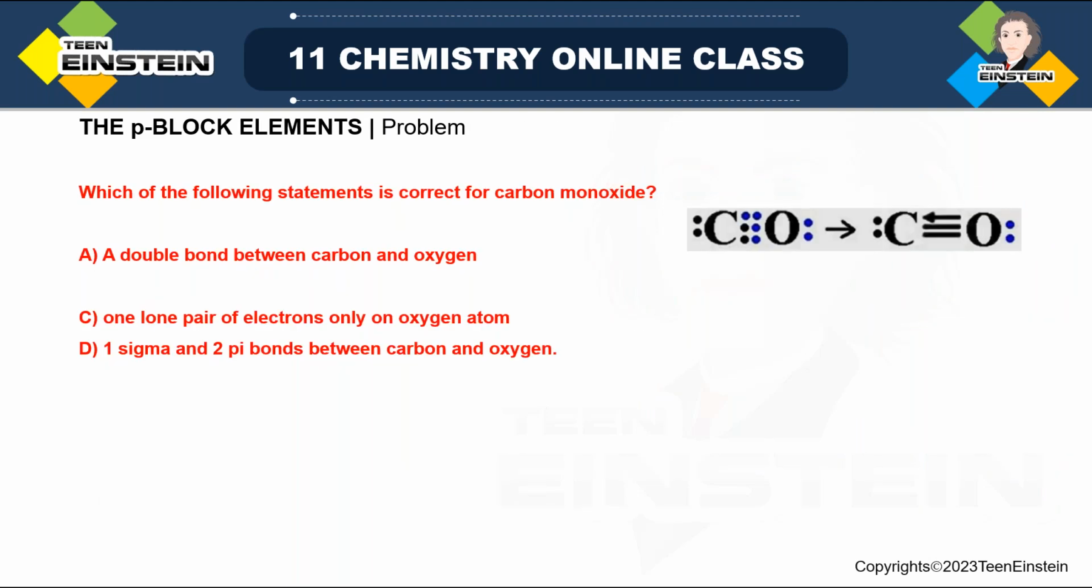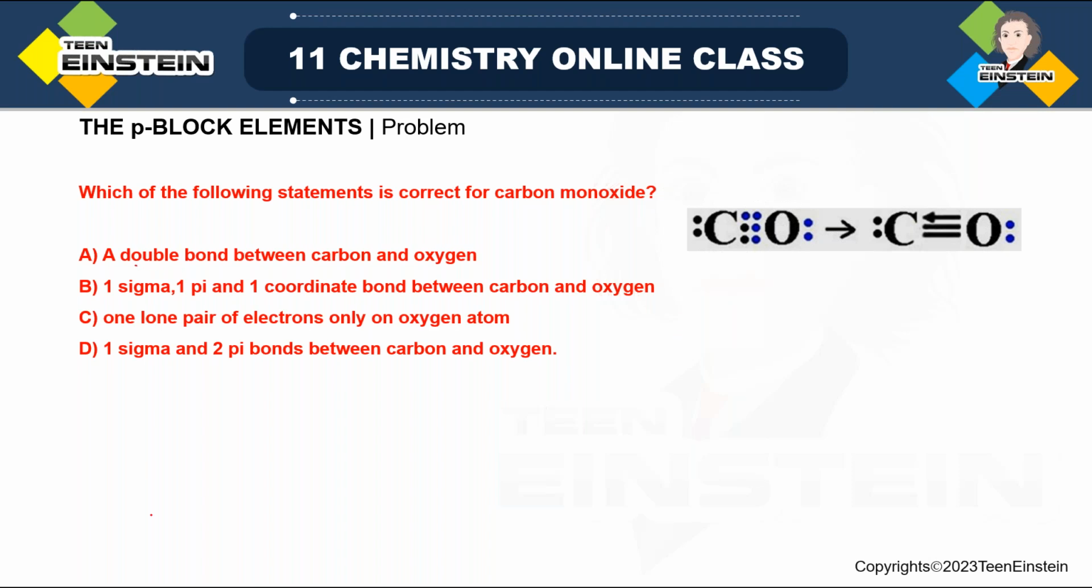So here, sorry, this is a full question. It is related to carbon monoxide structural features. Which of the following statement is correct for carbon monoxide? In the structural section of carbon monoxide, we have seen what is the hybridization of carbon and oxygen, what are the different types of bonds present between carbon and oxygen. So here we have different options.